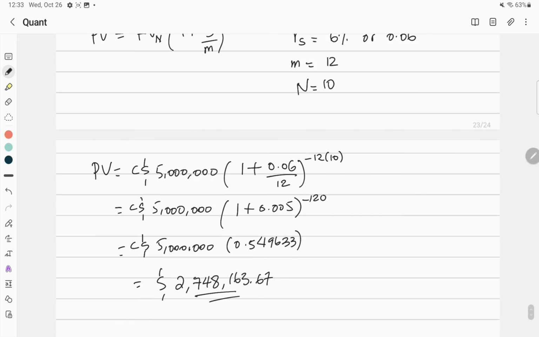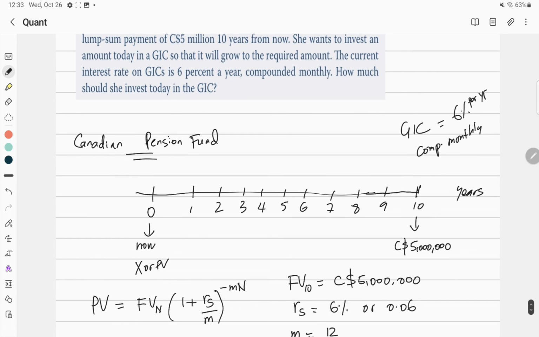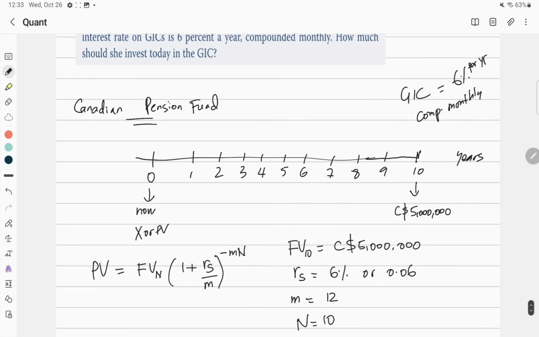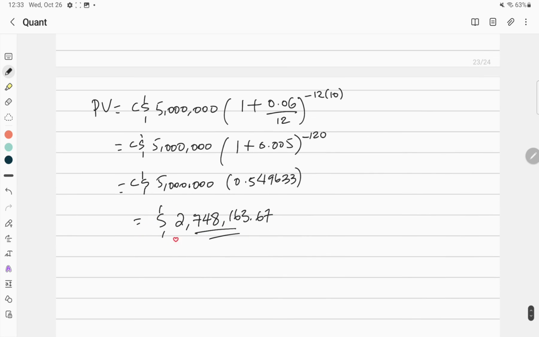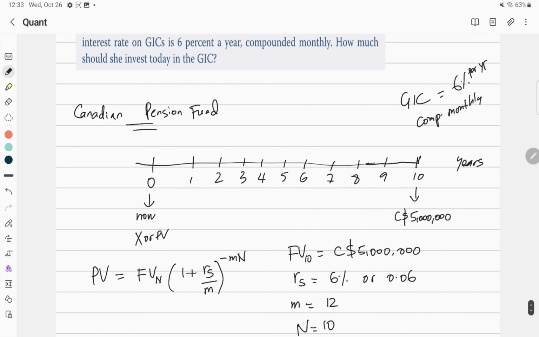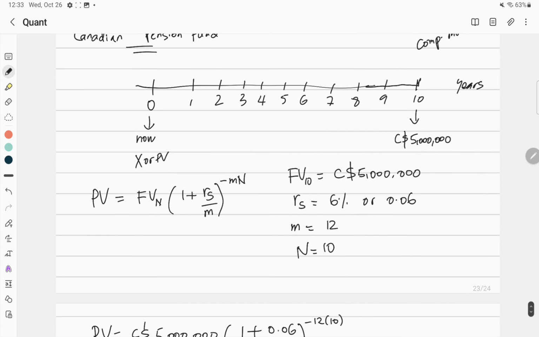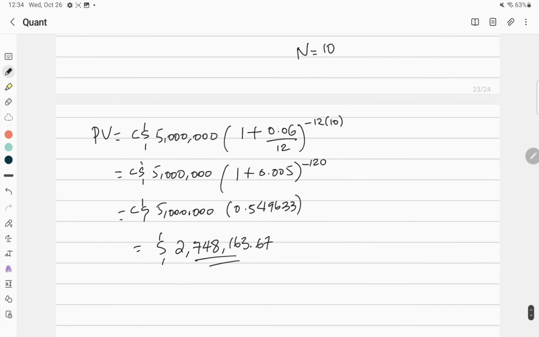So this manager of the Canadian pension fund needs to invest about $2.7 million in this GIC fund that pays 6% per year interest compounded monthly, so that at the end of the 10 years she will have 5 million Canadian dollars that she will pay to her investors. So this is what we mean by non-annual compounding, and using that non-annual compounding to calculate a present value from a future value.